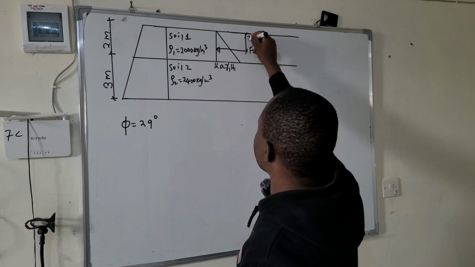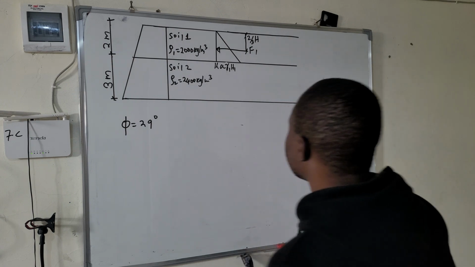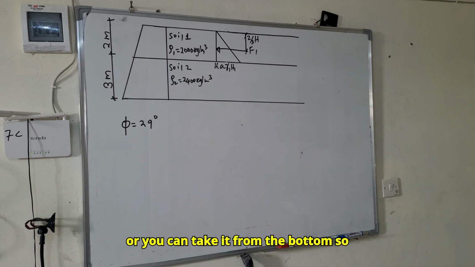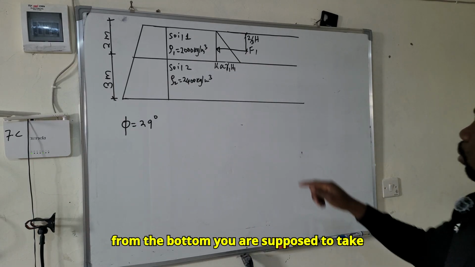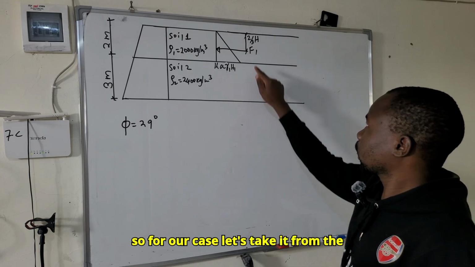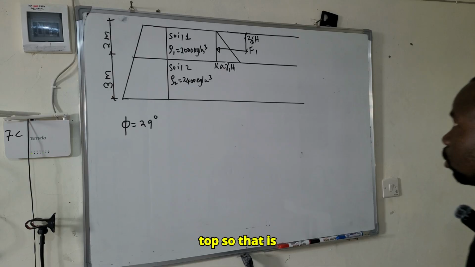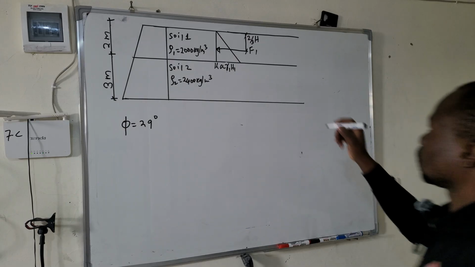2 over 3 H from the top, or you can take it from the bottom. Let's take it from the top. If you take it from the bottom, you are supposed to take it from here. So for our case, let's take it from the top. So that is 2 over 3 H1.